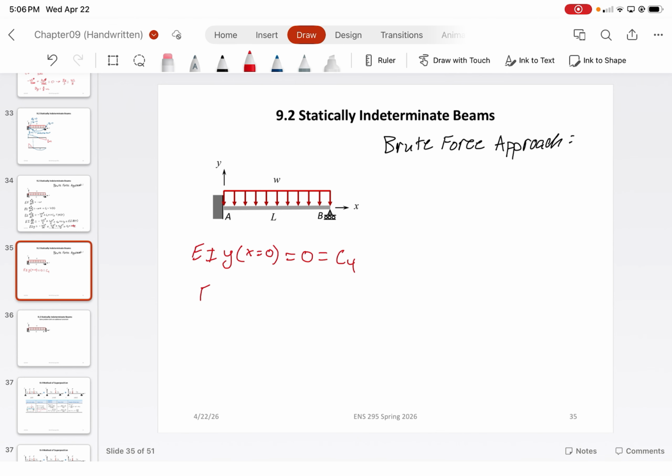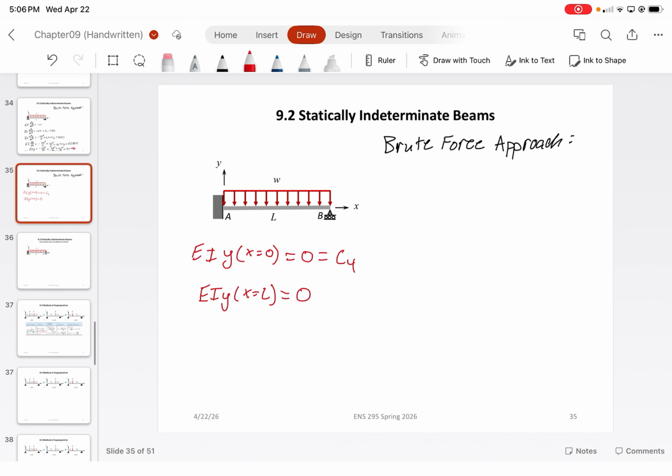Same thing with EI y of x equals L is equal to 0. And when you do this, you would end up plugging in L for all values of x. You would get negative WL to the fourth over 24 plus C1 L cubed over 6 plus C2 L squared over 2 plus C3L. All right? So that gets us somewhere. All right? What else?